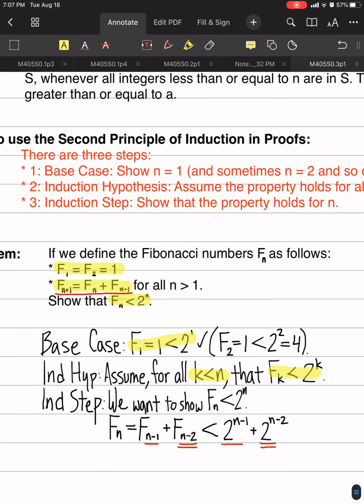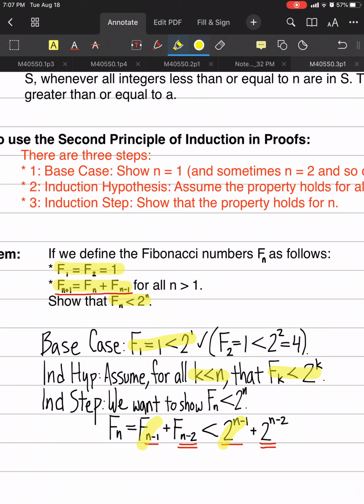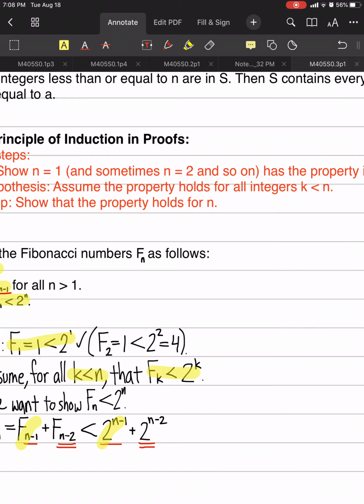Essentially, this one here is less than that. The second one is less than the second one. So we know that their sum has to be less than that sum. Now, you'll notice this still isn't what we want. We have 2 to the n minus 1 plus 2 to the n minus 2. We want 2 to the n, so we need to go a little bit further than that.